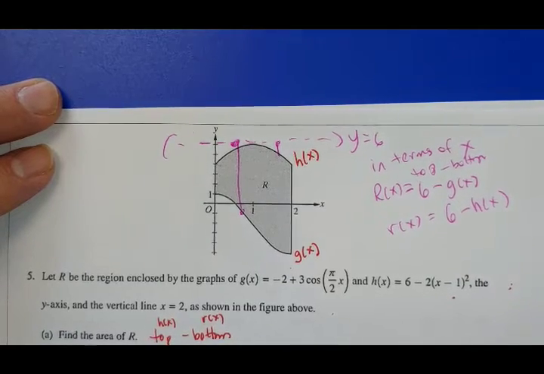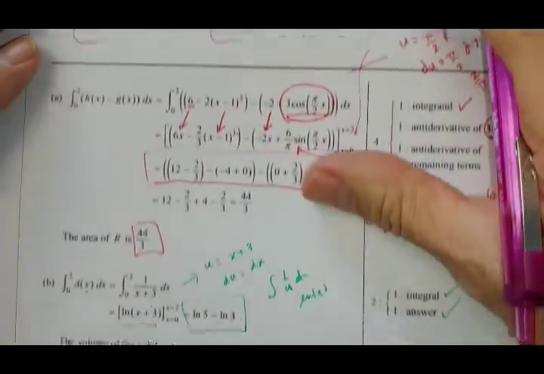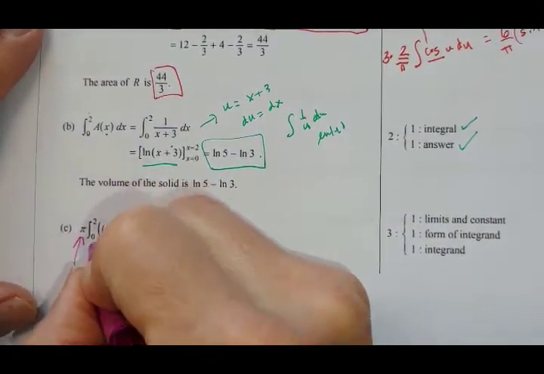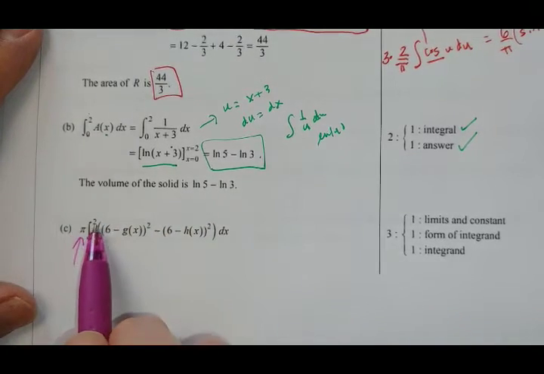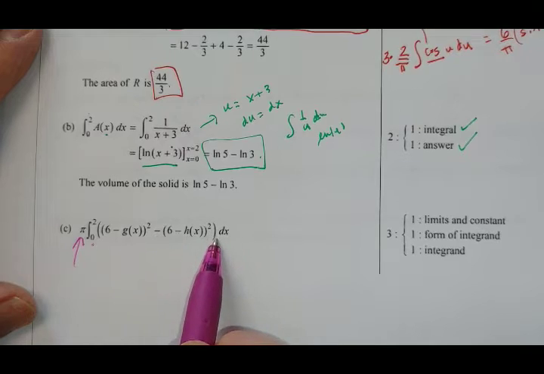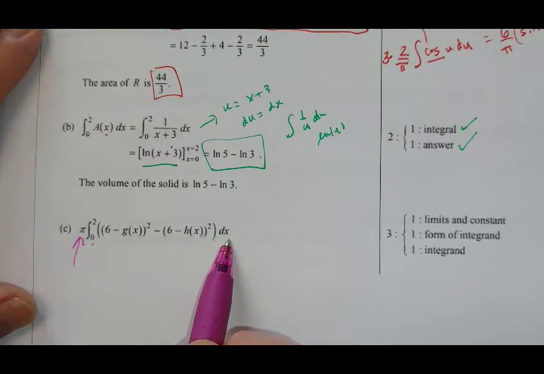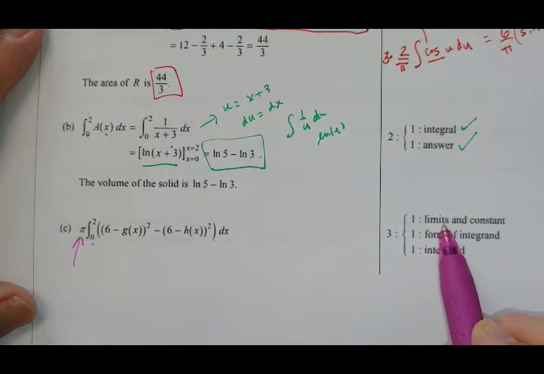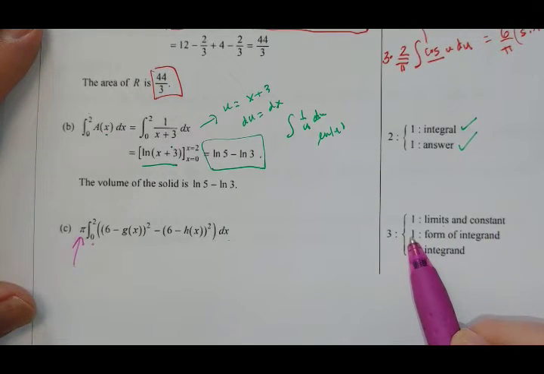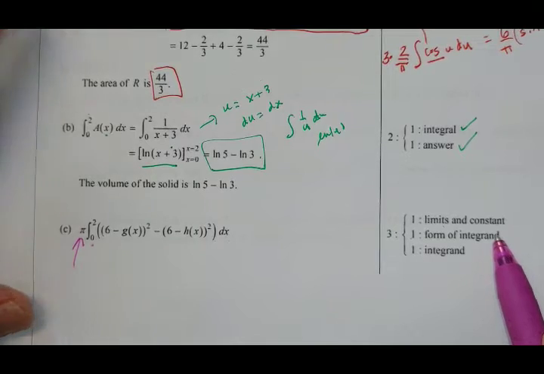And remember, all we had to do was set this thing up. We did not have to evaluate. Because we're revolving, we're going to have a pi, low bound of 0, upper bound of 2, big R squared minus little r squared. Check your parentheses. 1 point for the limits and the constant, that's including the pi. 1 for the form of the integrand.